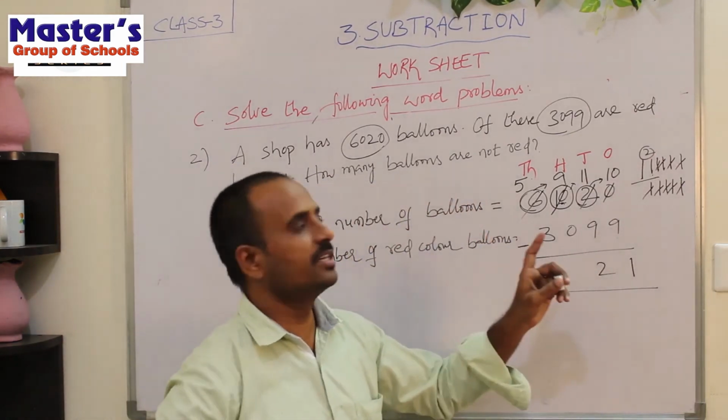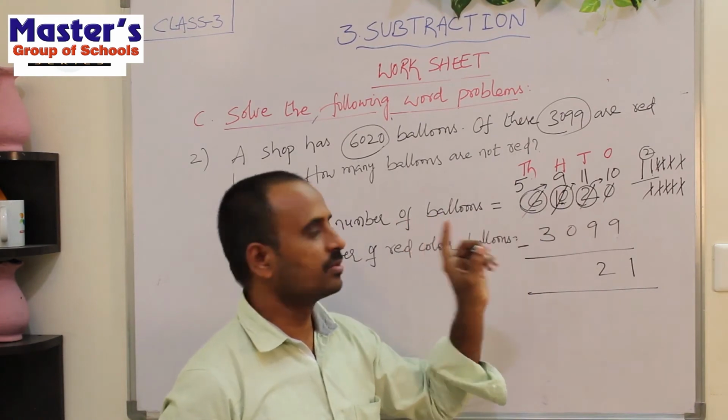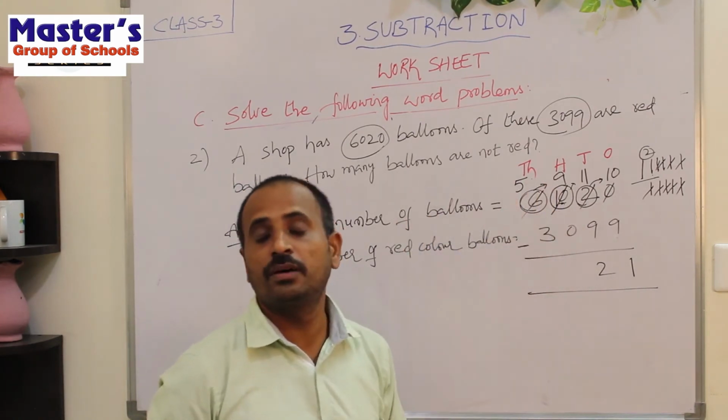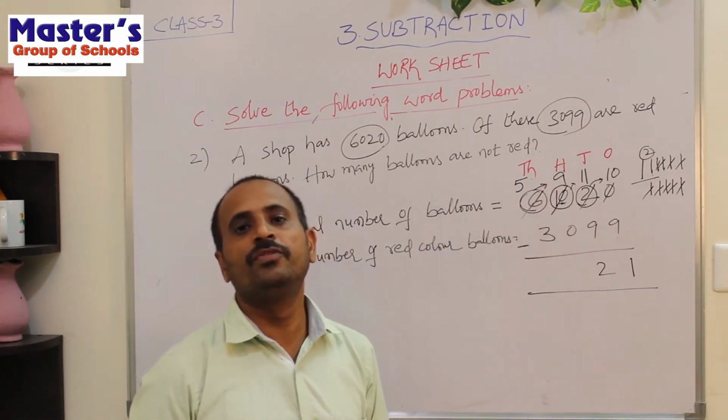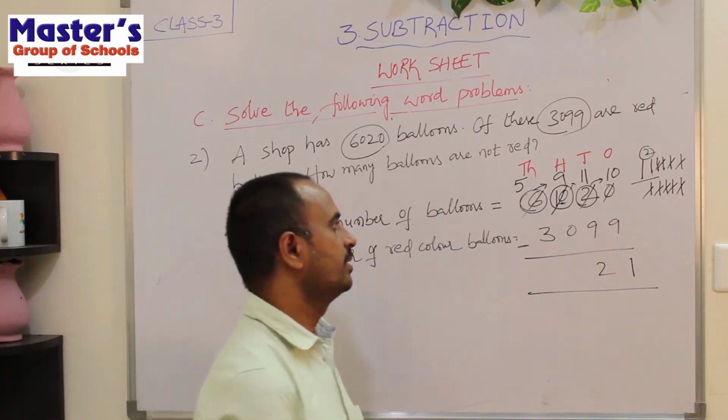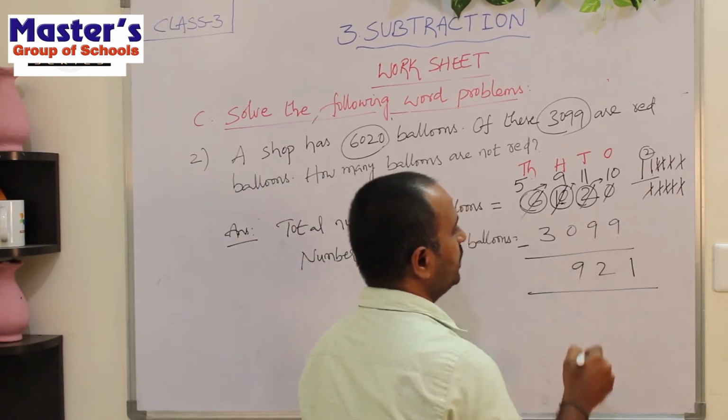What are the digits in hundreds place? 9 and 0. So subtract 0 from 9. If we subtract 0 from any number, we will get the same number again. That is, we will get the same number 9.